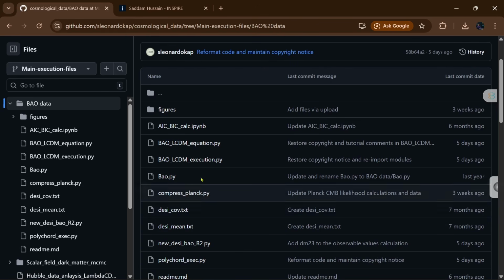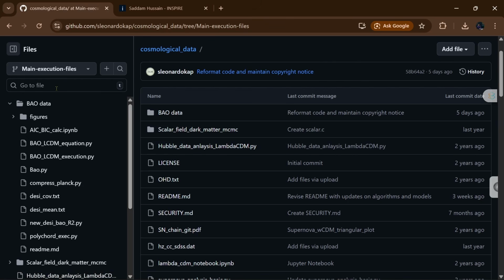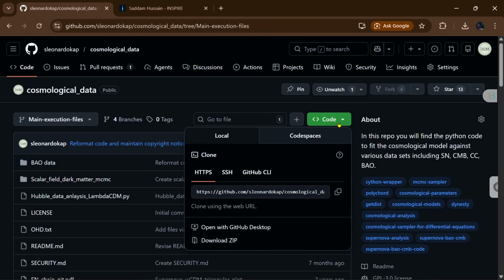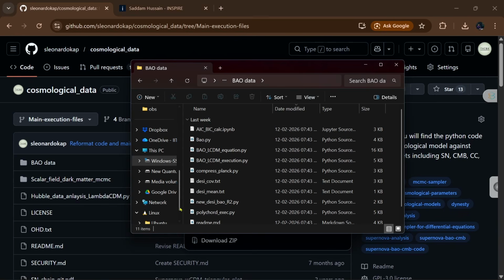So what you have to do, you have to go back first. Let's say this is my cosmological data, and you can easily download it from here. You have to go to code and download the zip. Once it is downloaded, it will be saved to whichever download path you have given, and you will be located to this folder.